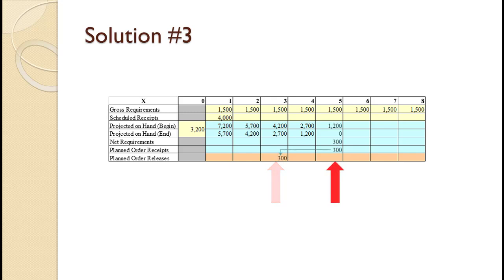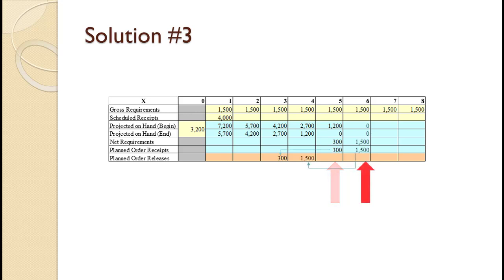For period 5, there are 1,200 in inventory and 1,500 are needed. So, net requirements are 1,500 minus 1,200 equals 300. Under lot for lot, we order exactly how many are needed, so planned order receipts is 300. Due to the 2-period lead time, the planned order release in period 3 is 300.